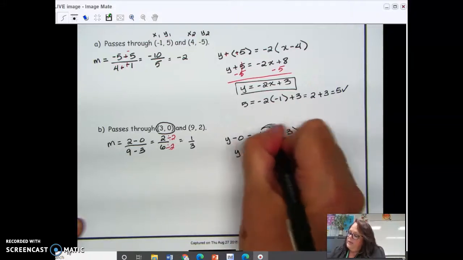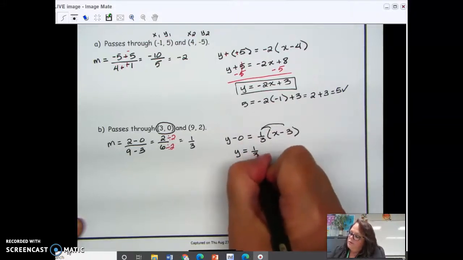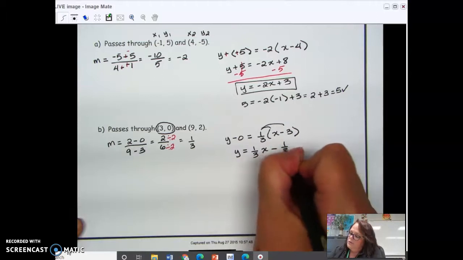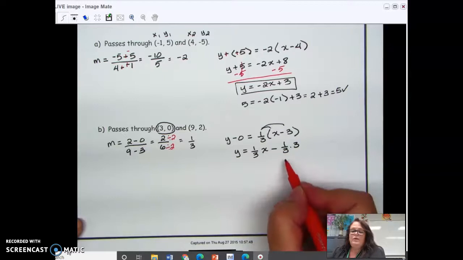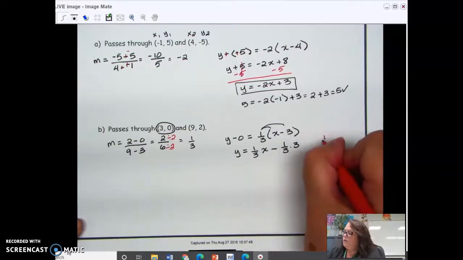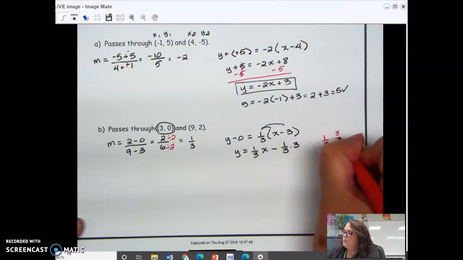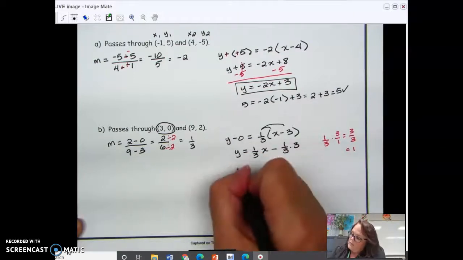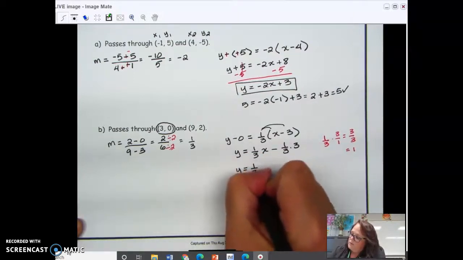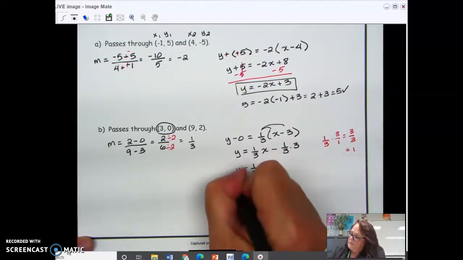And then I'm going to go ahead and distribute the 1/3. So I get 1/3 x minus 1/3 times 3. So you can either recognize that 1/3 of 3 is 1, or you can go ahead and do 1/3 times 3 over 1. You get 3 over 3, and 3 over 3 is just 1. And so we get the equation y is equal to 1/3 x minus 1.